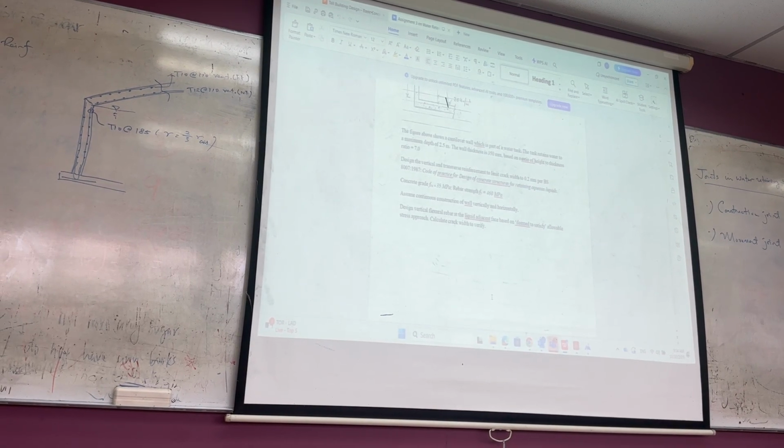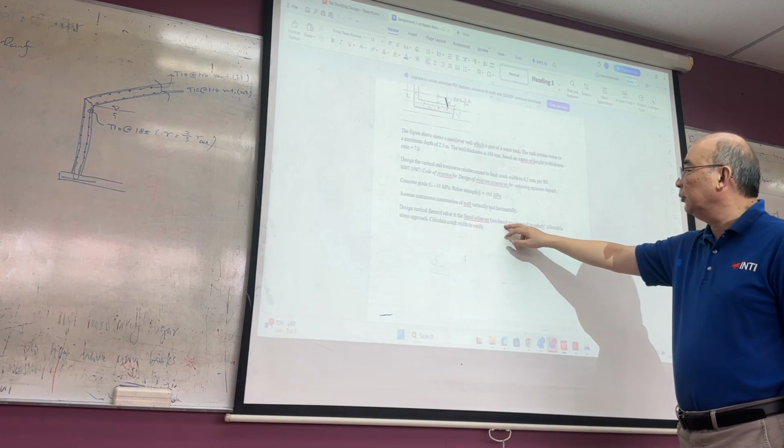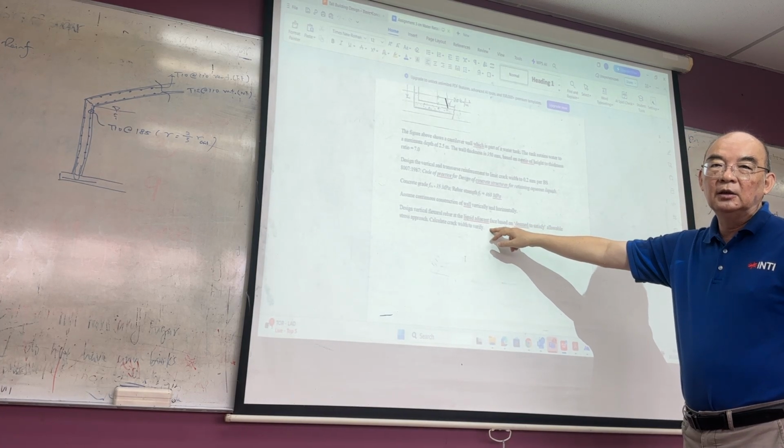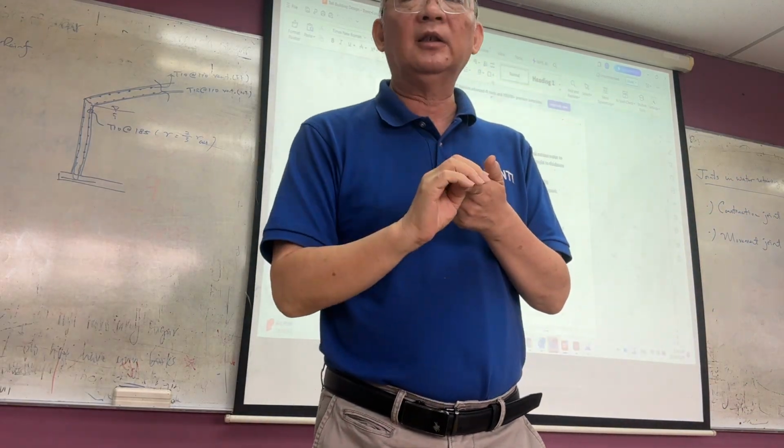Design vertical flexural rebar at the liquid adjacent face based on the deemed to satisfy allowable stress approach. Calculate pressure and verify. That means design the vertical rebar at the liquid adjacent face. You start out with, how do you estimate the rebar? You use the factored load first.